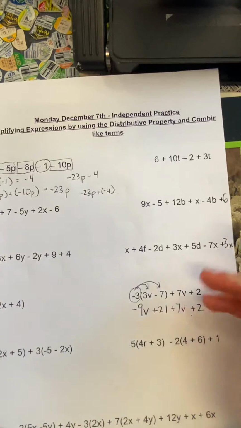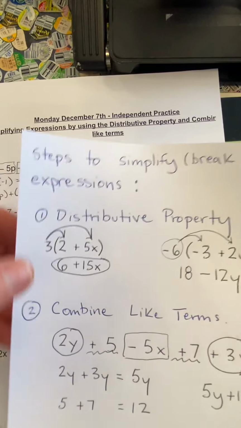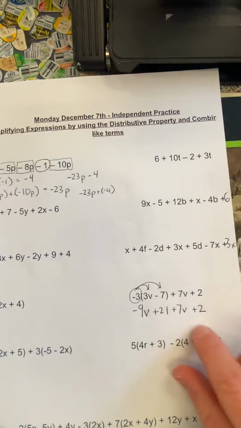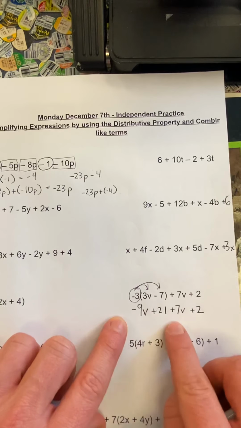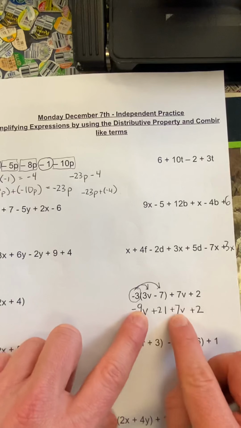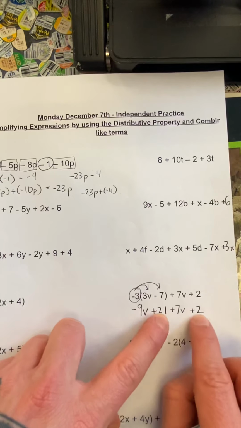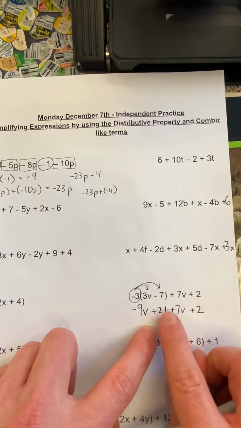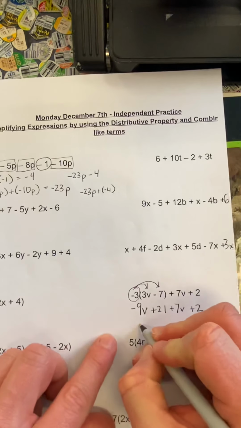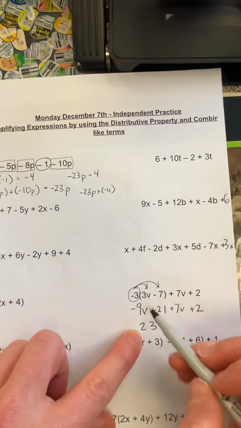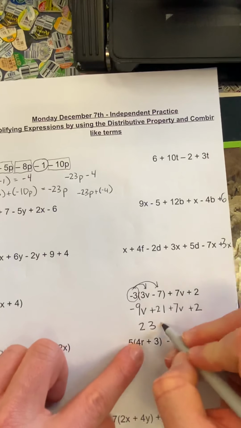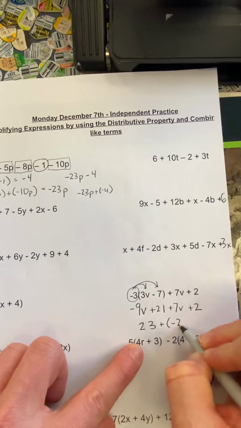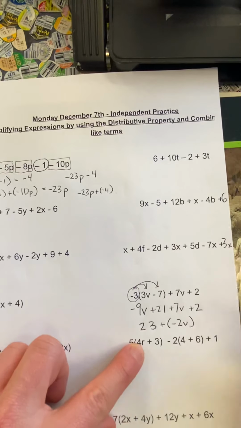So we did our first step of distributive property. Now we have to combine like terms. So let's look here. We've got 1, 2, 3, 4 terms. 2 of them have v's, and 2 of them are regular numbers. So we can put the regular numbers together. 21 plus 2 gives us 23. Negative 9 plus 7 gives us negative 2v. Finished.